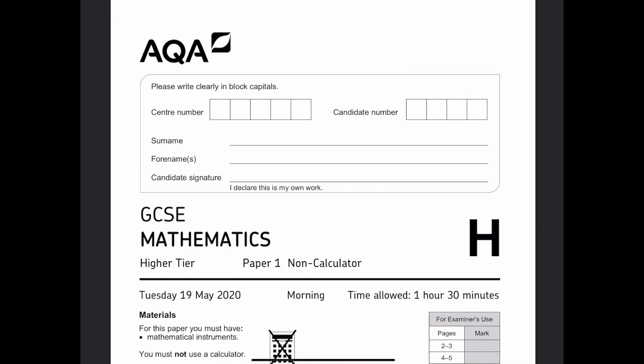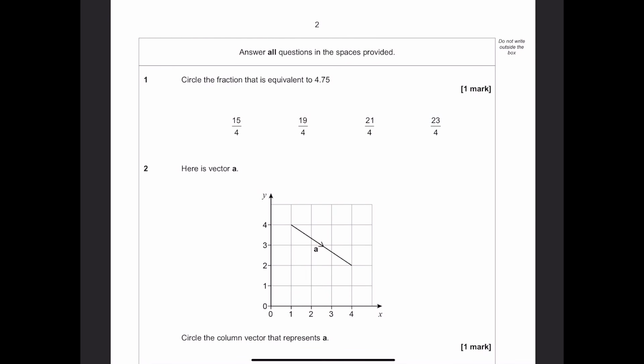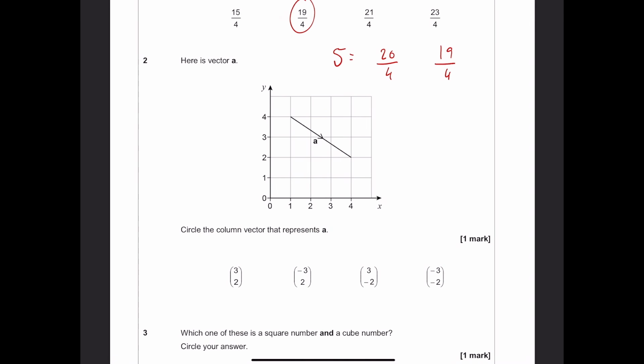Today we're going to be looking at an AQA GCSE Maths higher non-calculator paper. Question 1. Circle the fraction that is equivalent to 4.75. Now the best way I would do this, I know that 5 is going to be equal to 20 over 4, and we want 1/4 less than that, so it's going to be 19 over 4, so this one.